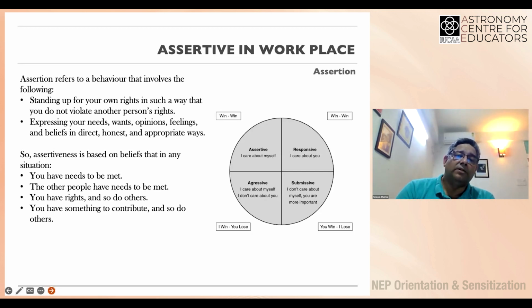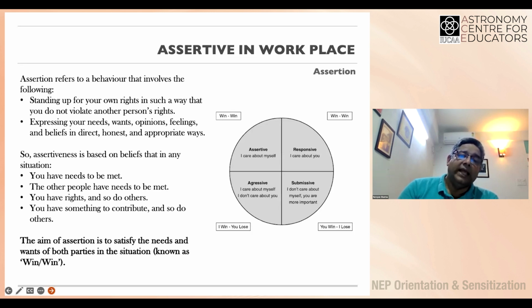So these are some of the belief systems. If some person is very assertive, you can scan him or her, and you can find these kinds of characteristics in that person, or this kind of belief system that the particular person believes. So the aim of assertion is to satisfy the needs and wants of both parties in the situation, and this is called a win-win situation.